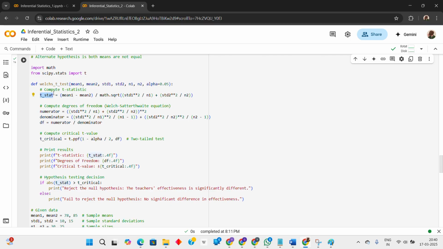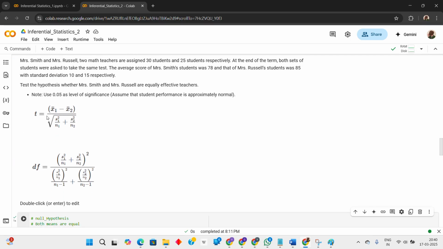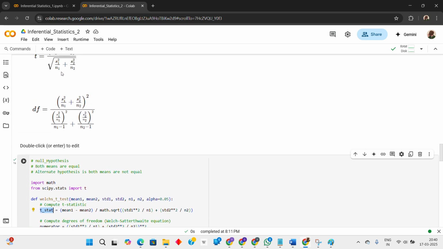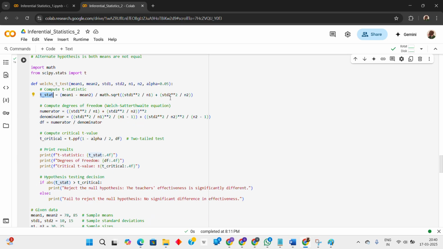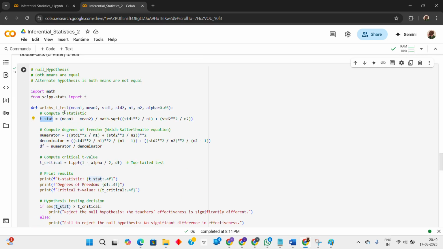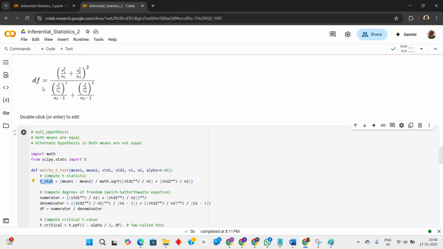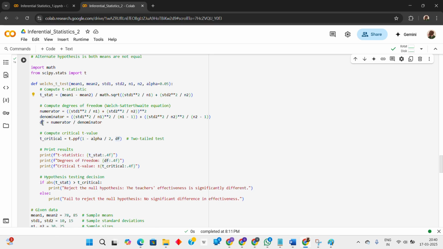First, I calculate the t statistic. It is simply this formulation: x1 minus x2 divided by the square root of s1 square divided by n1 plus s2 square divided by n2. This is what I am implementing. Here you can see the numerator is this one, and the denominator is this one. If I divide the numerator by the denominator, that is what gives df.